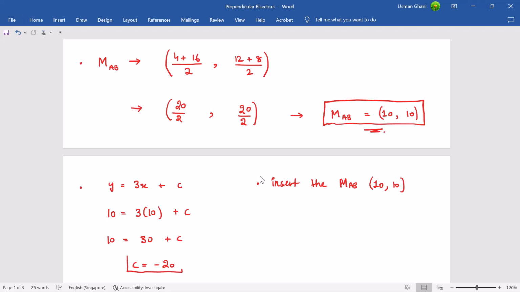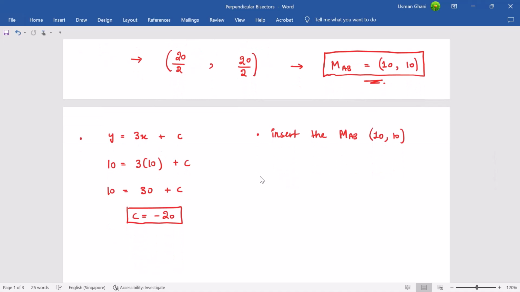You have successfully found the equation of the perpendicular bisector in the gradient intercept form, which is basically going to be given as y equals 3x minus 20. And this is the 4-step method to find the equation of a perpendicular bisector, given that you have 2 points of your original line.